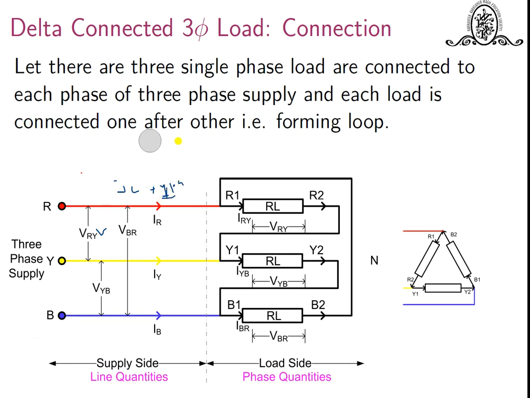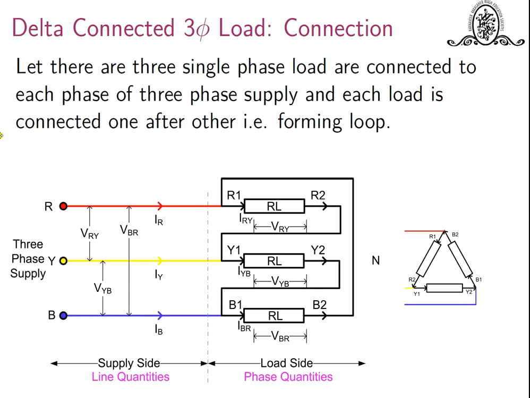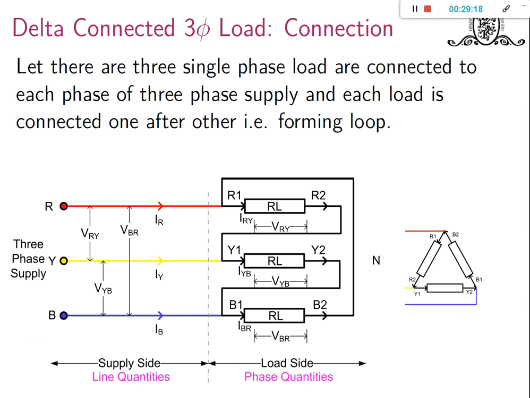So what is this relationship? We are going to see in the next video. What is the exact mathematical relationship among these two, that we are going to discuss in the next lecture. But for today's one, we will understand that VL is equal to VPH, but IL is not equal to IPH in case of delta connected load.